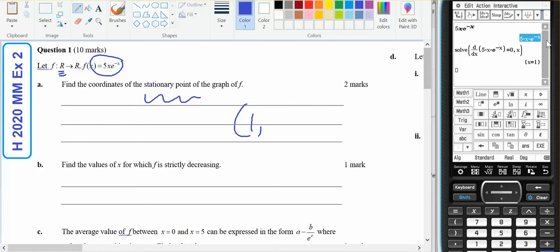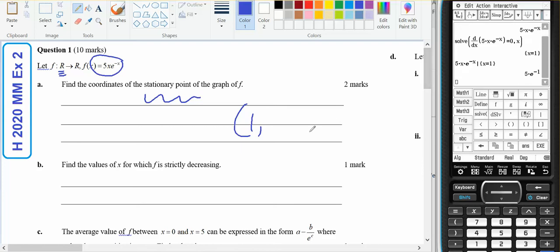And if I take this and substitute x equals that, don't worry about the brackets, and it's 5 on e. And since it's worth 2 marks, I'm going to say f dash of x equals 0, and that will give me my method and will give me the exact.